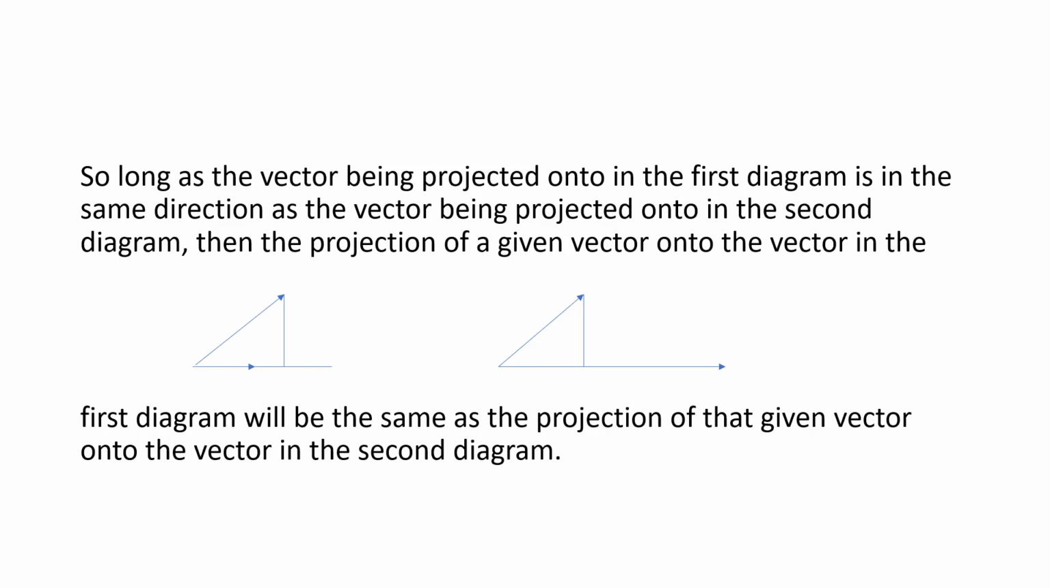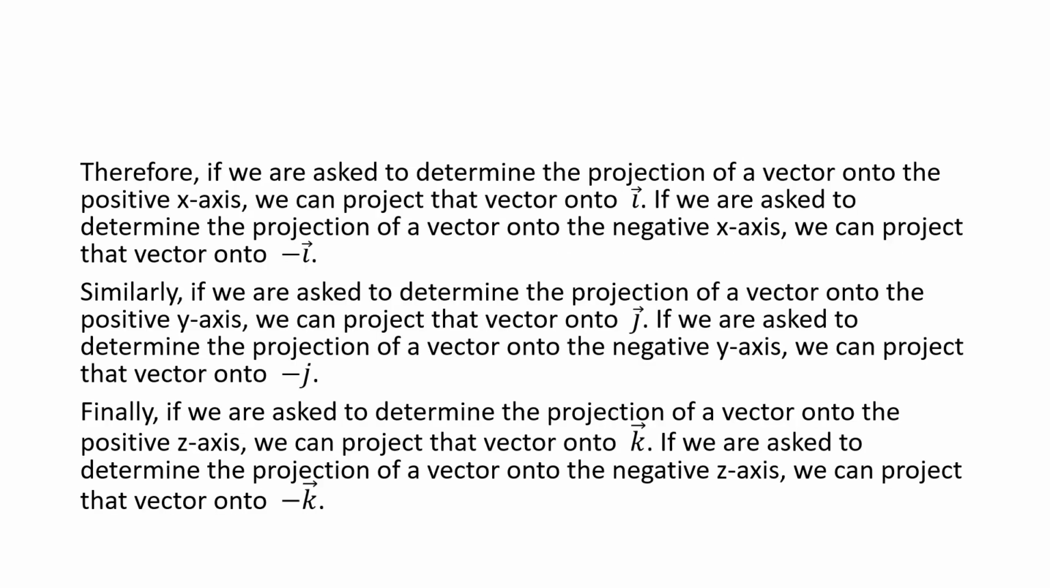So long as the vector being projected onto in the first diagram is in the same direction as the vector projected onto in the second diagram, then the projection will be the same. Okay. Therefore, if we are asked to determine the projection of a vector onto the positive x-axis, we can simply project onto the vector i. That was the point of all that.